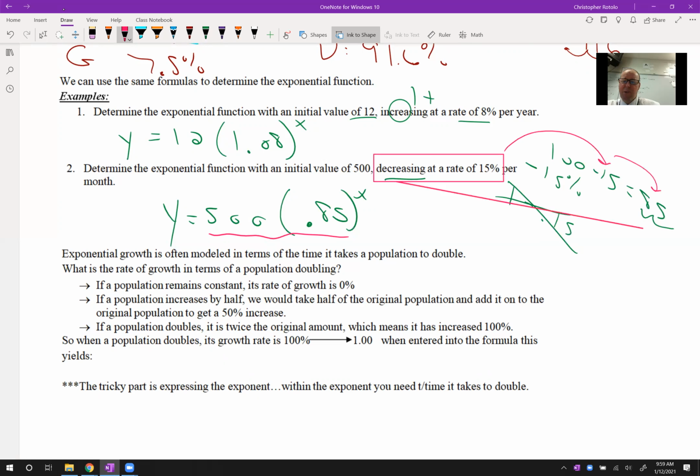I think I talked about this way too much. But hopefully it makes sense. If not, you know what? We're going to deal with it in class.